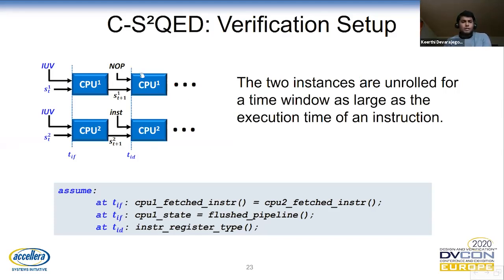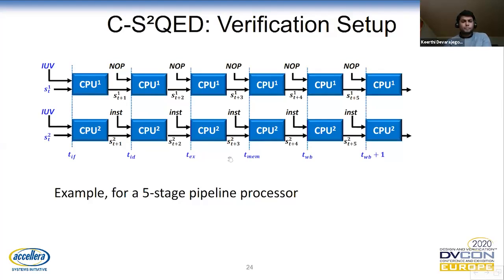Now within the formal tool, these two instances are unrolled for as long as the execution time of an instruction. For example, if we have a 5-stage processor core, then it is unrolled for 5 to 6 clock cycles or even more, depending on the stall states within the pipeline. Here is an example: TIF instruction fetch, decode, execute, memory access, and write back. And in the next clock cycle, write back +1, the results of that instruction, IUV, are visible. So this is how the verification setup looks.